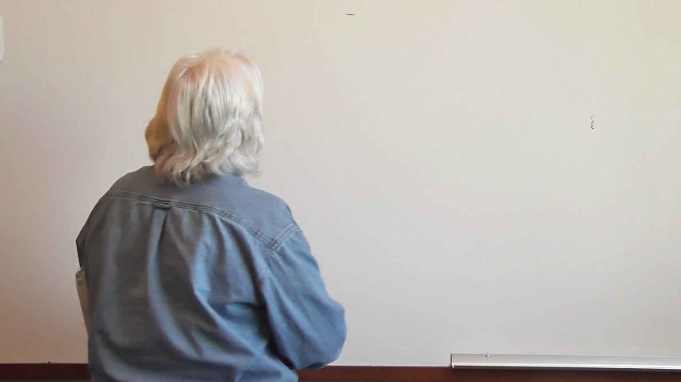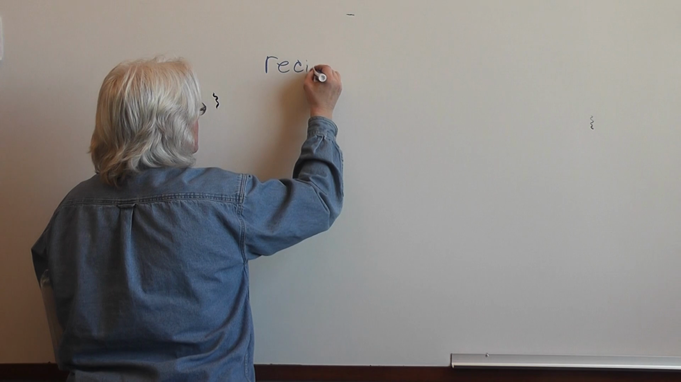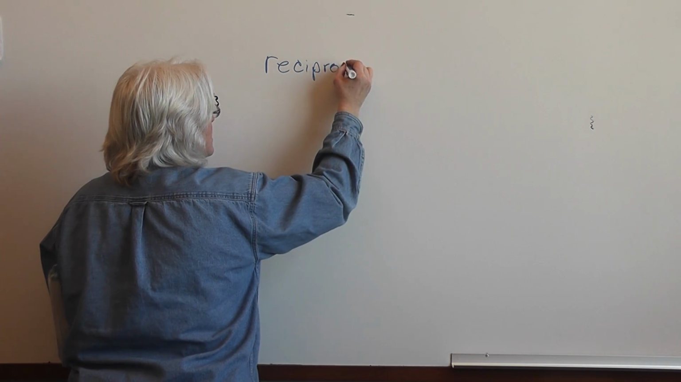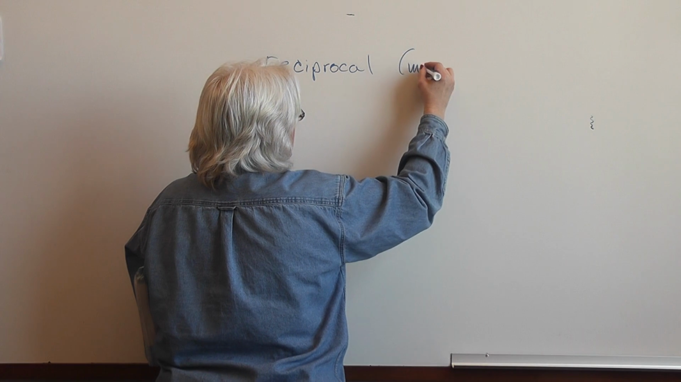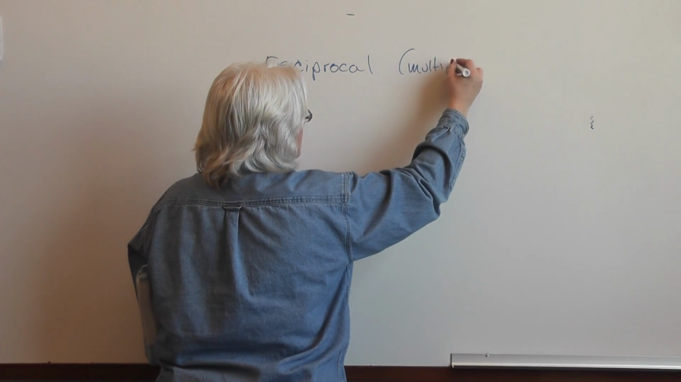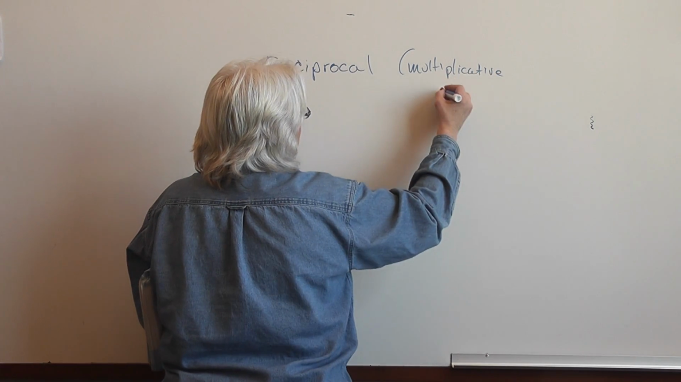So, anyway, how do you divide a rational number? Well, before we can talk about dividing rational numbers, we want to talk about something that is called a reciprocal. And a reciprocal has another name that's a little bit longer, and it's called a multiplicative inverse.